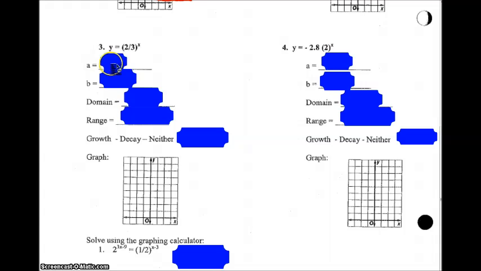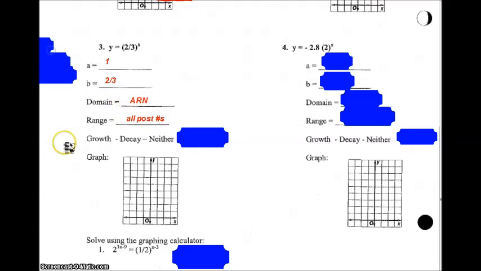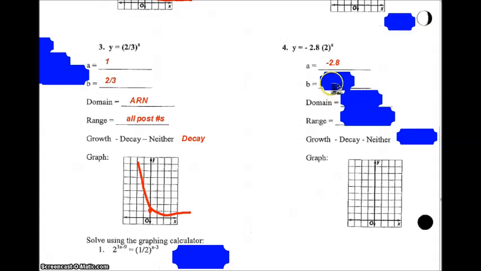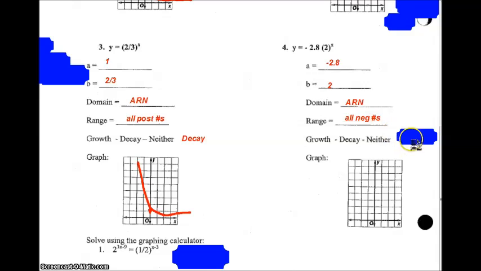Number 3, A is 1, B is 2/3, your domain is all real numbers, your range is all positive numbers, showing decay. It will go through the point (0, 1). Since it is decay, it will be going down. Looking at number 4, your A is negative 2.8, your B is 2, your domain is all real numbers, your range is all negative numbers, and this is showing neither growth nor decay. It's going to go through the point (0, negative 2.8). And if you look at the graph on your calculator, you'll see that it goes something like this.